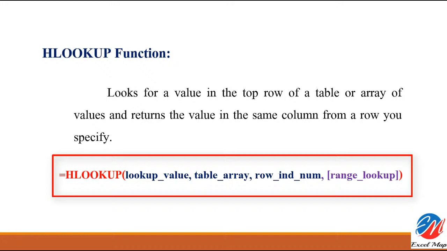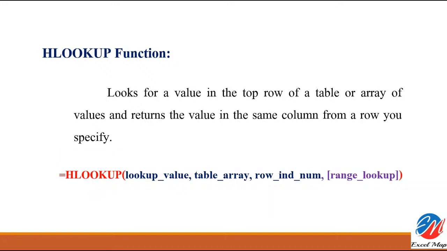In HLOOKUP we take the row index number, but in VLOOKUP we take the column index number. So the main difference between VLOOKUP and HLOOKUP is that in VLOOKUP we take the data table array column wise, but in HLOOKUP we take it row wise. V means vertical, and H in HLOOKUP means horizontal. If the data is in vertical form, we go for VLOOKUP. If you want it in a horizontal form, we go for HLOOKUP.